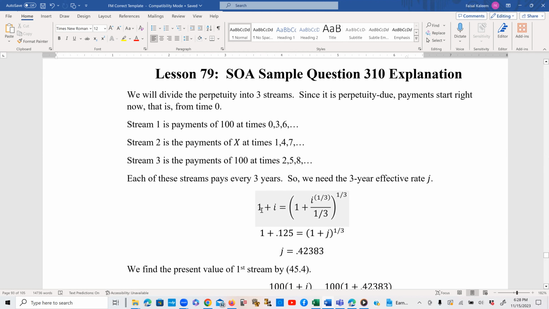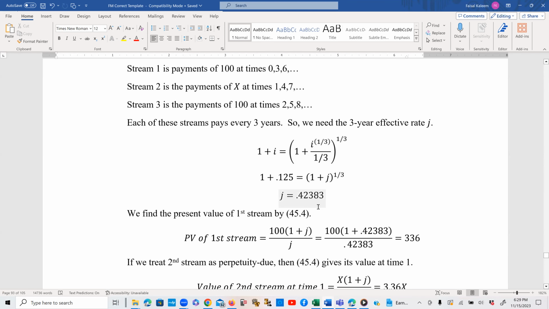So we use our basic conversion equation, 1 plus i equals (1 plus i^(m)/m) to the power m, and m in this case is 1/3, since payment happens every 3 years. The annual effective rate is given to be 12.5%. So 1 plus 0.125 equals (1 plus J) to the power 1/3. Remember, J is i^(m)/m. And so we get J to be 0.4283.